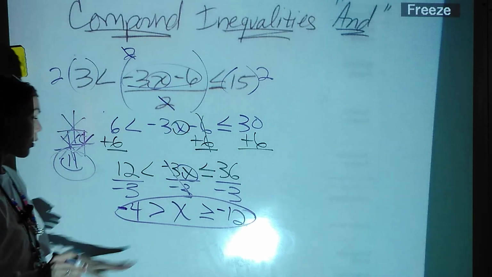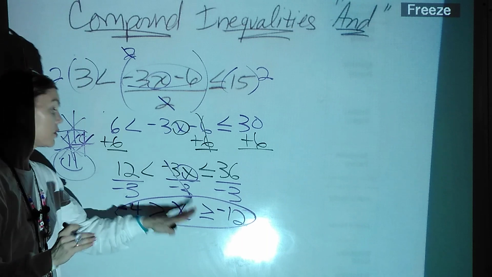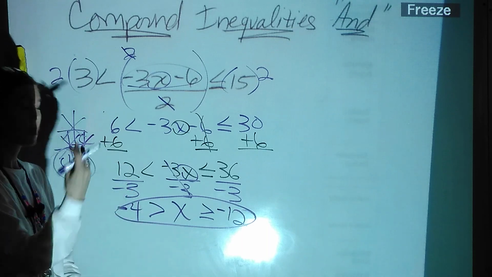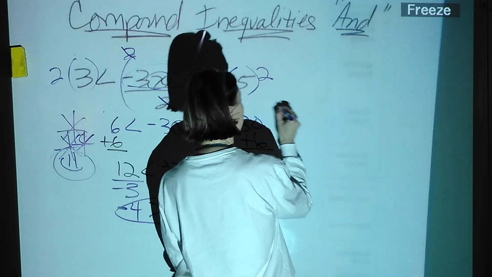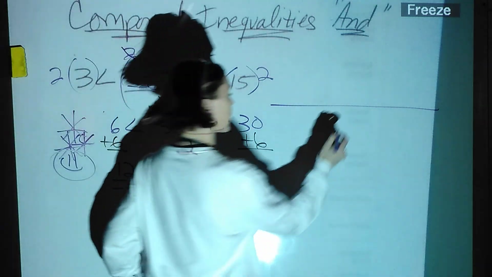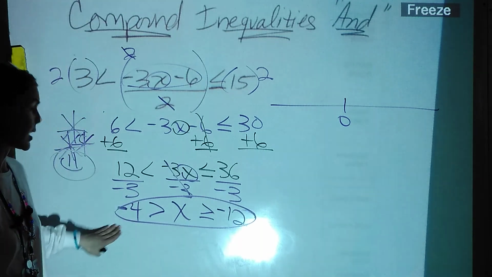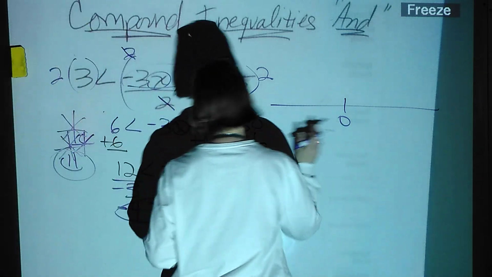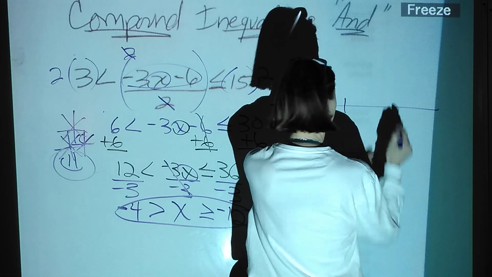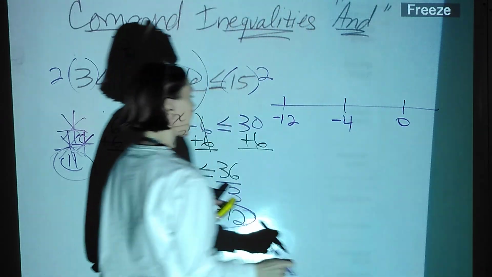All right, so now all we have to do is graph this. Once again, how you say this is how you graph it. Now I'm going to teach you how we say this. First of all, we have to put 0 on the graph, and we have to put the numbers that we have here on the graph. So we have a -4 and a -12. Let me make some more room here, and I'll put the 0 here. We have -4 and we have -12.